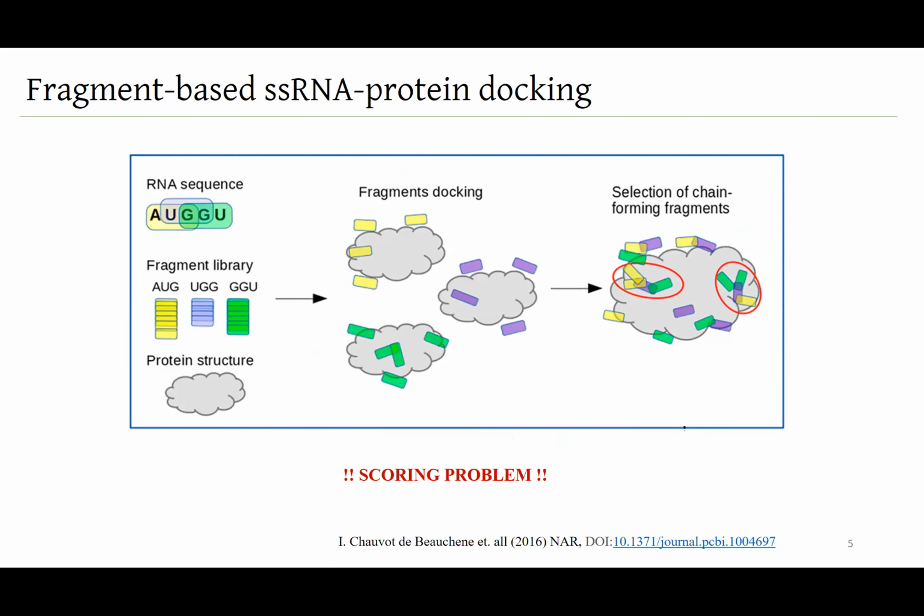A fragment-based docking strategy can address ssRNA flexibility by splitting the chain into short fragments, so that it is possible to model fragment conformations, including the near-bound one. The ATTRACT docking engine performs this by docking overlapping RNA trinucleotides separately and assembling the best scored docking poses into a full RNA chain. However, like many other docking tools, its scoring function is often incapable of separating correct docking poses from the incorrect ones. This is known as a scoring problem, and this is what we are tackling in our research.